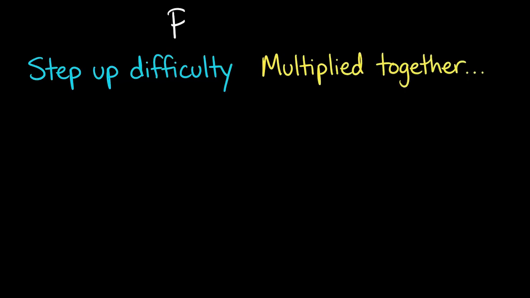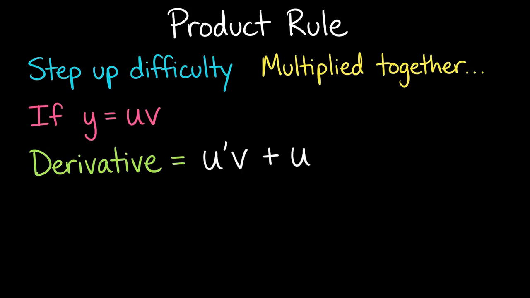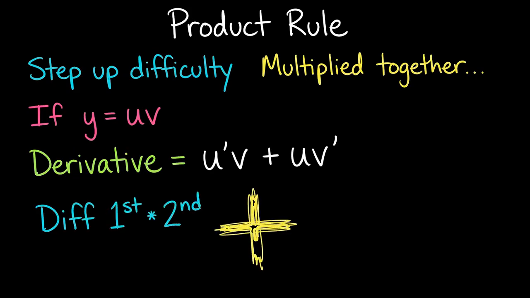Now let's step up the difficulty. If two expressions are multiplied together, you need the product rule. If y equals u times v, then the derivative is u prime v plus u v prime. In words, differentiate the first and multiply by the second, then add the first multiplied by the derivative of the second. For example, y equals x squared times 3x plus 1.